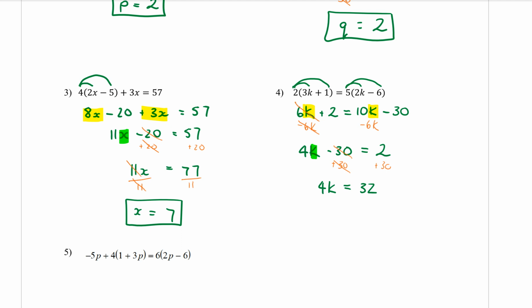One more number with that k, which is the 4. It is multiplied, so I divide by 4. K is all by itself. 32 divided by 4 is 8. Okay, is it getting easier? Yeah, the more you practice, the easier it gets.